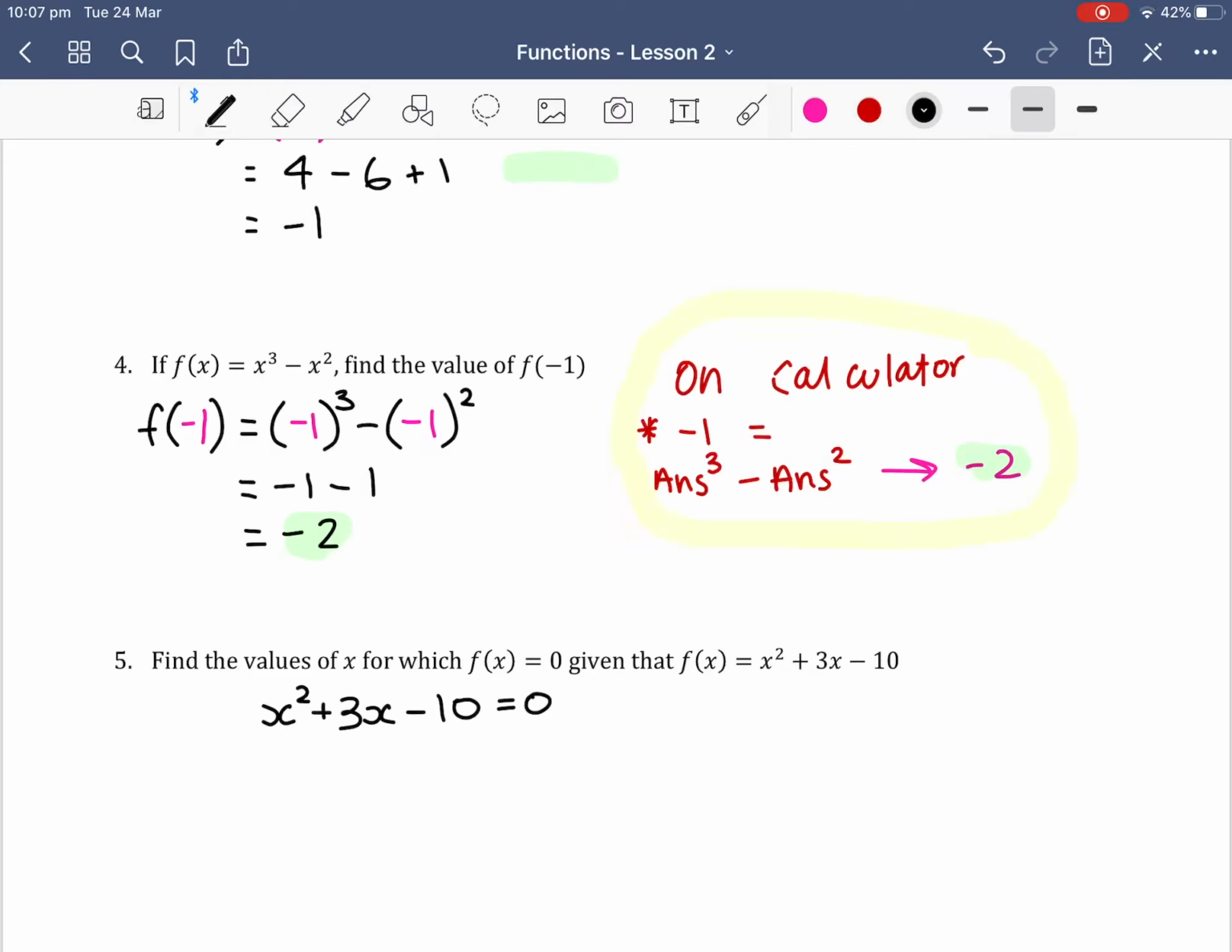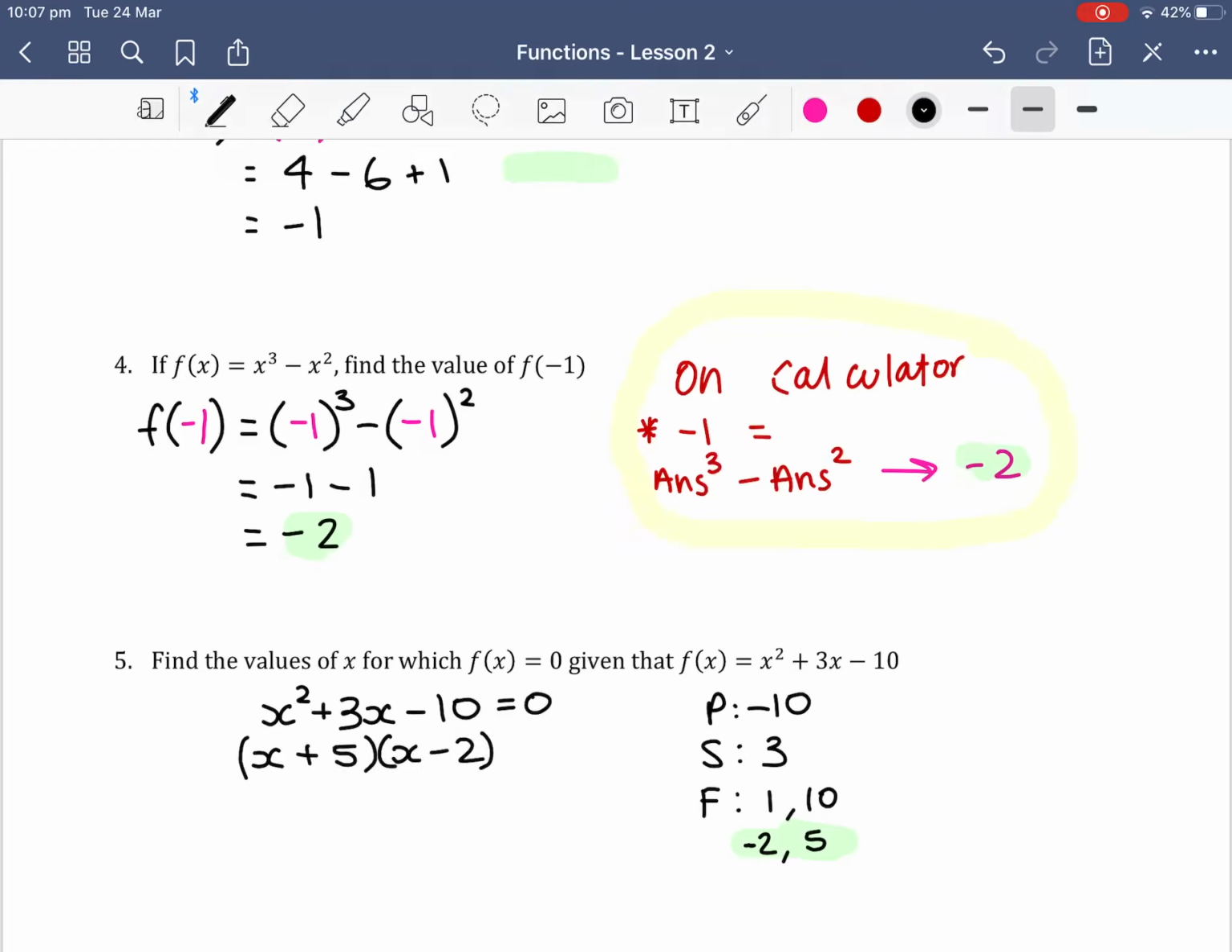Now we need to use what we did in chapter 2 of equations and inequalities and solve this equation. I'm going to solve this equation using the sum and product rule. My product is going to be 1 times minus 10, so that's minus 10. My sum is 3, and so my factors of 10 that will get me 3: my factors of 10 are 1 and 10, 2 and 5. So 2 and 5 are going to get me positive 3, and I will have to make my 2 negative.